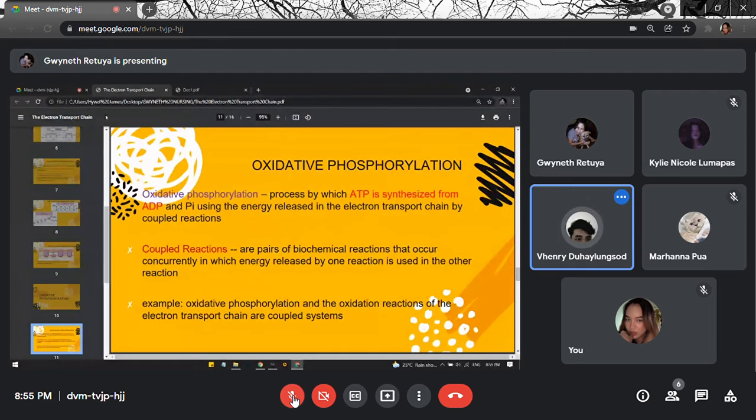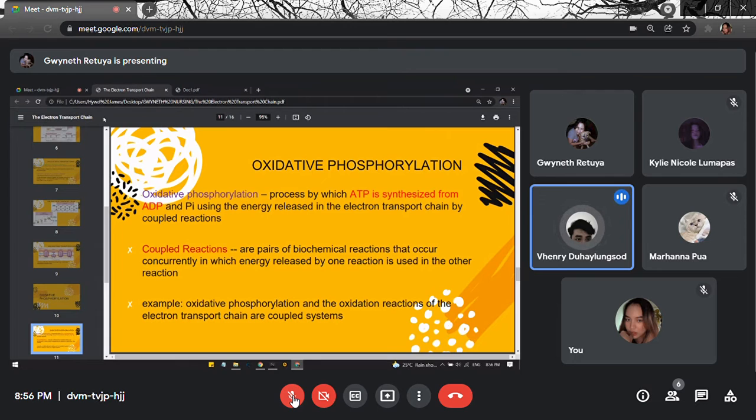So, oxidative phosphorylation. Oxidative phosphorylation is a process closely linked to the electron transport chain, which is processed by coupled reactions. Oxidative phosphorylation is also the process in which ATP, or adenosine triphosphate, is synthesized from adenosine diphosphate and Pi, or inorganic phosphate, using the energy released in the electron transport chain, but of course through coupled reactions.